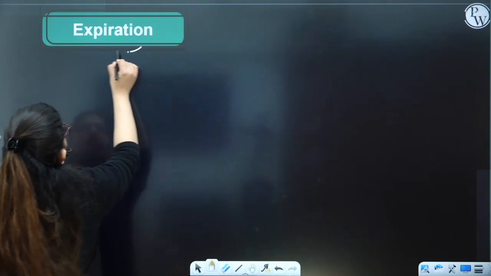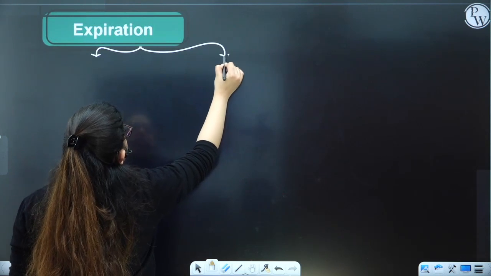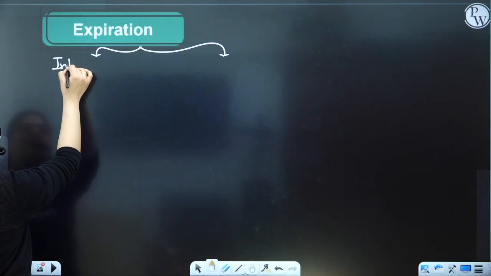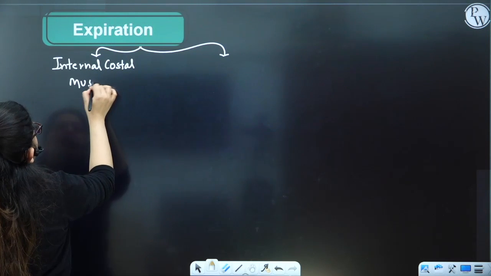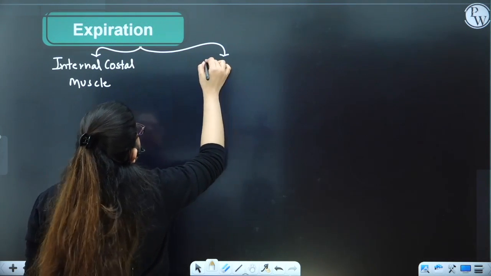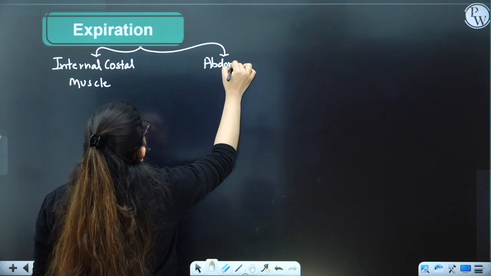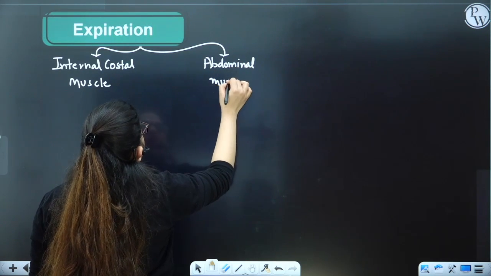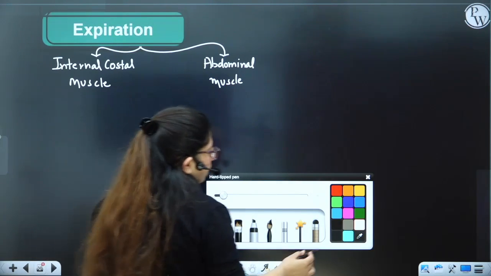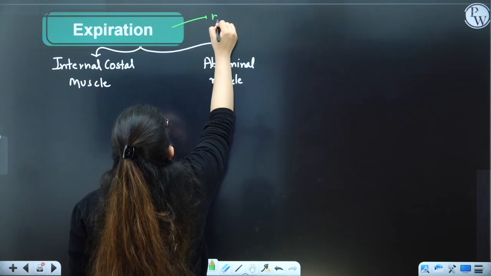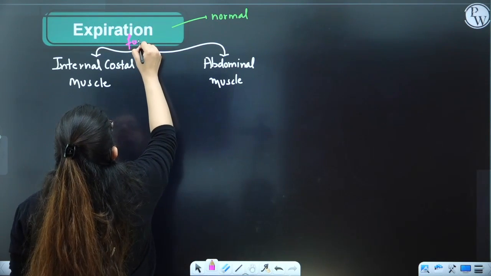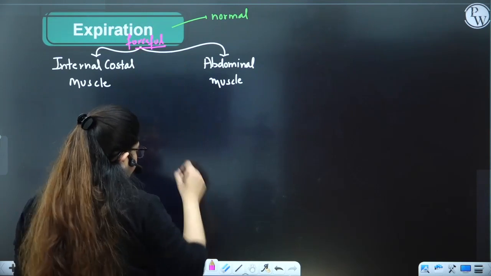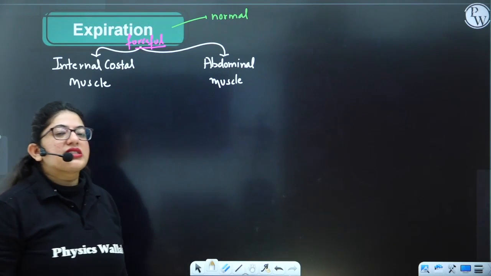Now what will happen during expiration? During expiration, two types of muscles play a very important role. One is the internal intercostal, and another is the abdominal muscle. So we have two types of expiration. One is normal, and another is forceful. Normal expiration takes place by the relaxation of the muscles of inspiration.